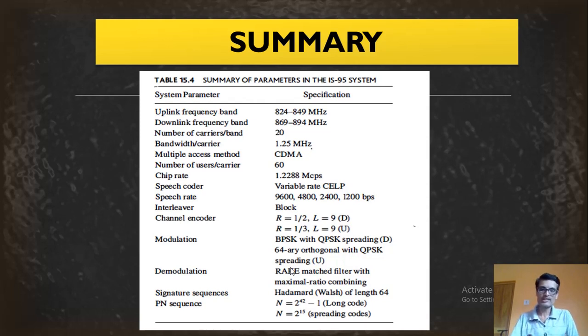I did not mention the receiver. Demodulation is done using something called rake receivers. This is one of the best receivers used for fading channels. Again, I'm not going into detail about that. A Hadamard or Walsh sequence is used for spreading. For the PN sequence, the long code is 2 power 42 minus 1, and for the short sequence it is 2 power 15. These spreading codes are actually used.